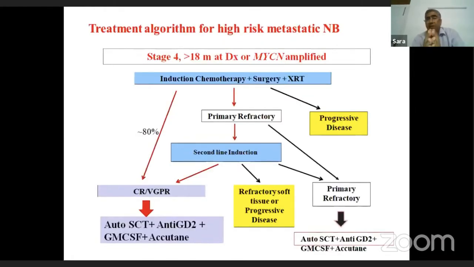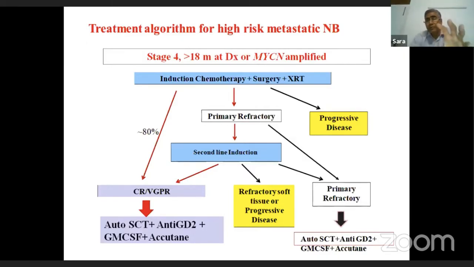So now comes the high risk part. We again go a little bit into detail. So if it's a stage 4 patient in more than 18 months of age, that's high risk. Or any child with MYCN amplified neuroblastoma is high risk. High risk means they have high chance of relapse. Nearly half of them relapse.